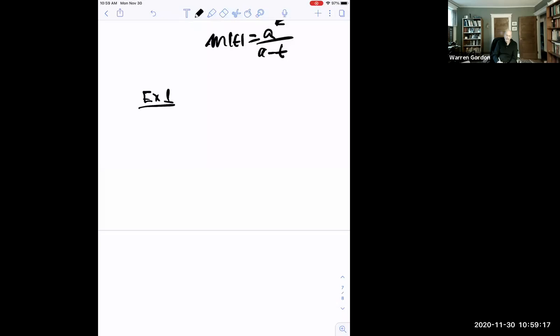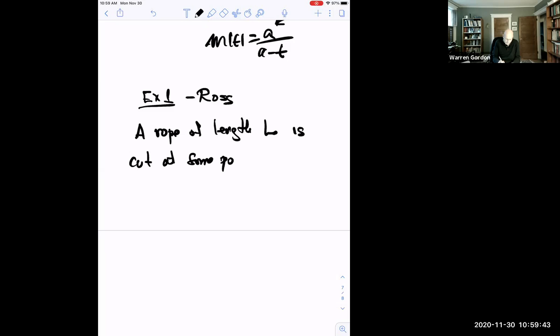Okay, two examples before we go on to new stuff. Example number one, I stole this example from Ross's book on probability. And here's a problem. I changed it a little bit, but effectively it shows up there. It's an interesting problem. It says, a rope of length L is cut at some point which is uniformly distributed over its length.